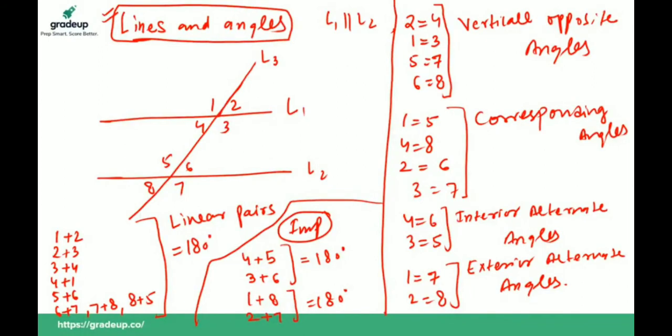This is the pair of co-interior angles. The sum of these two angles is always 180 degrees.